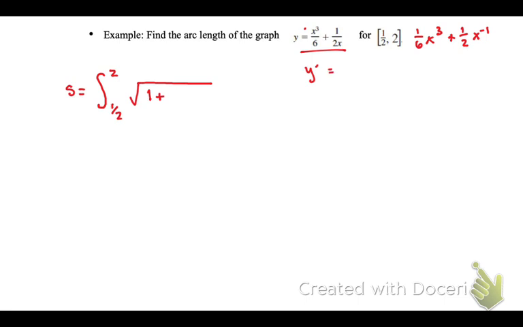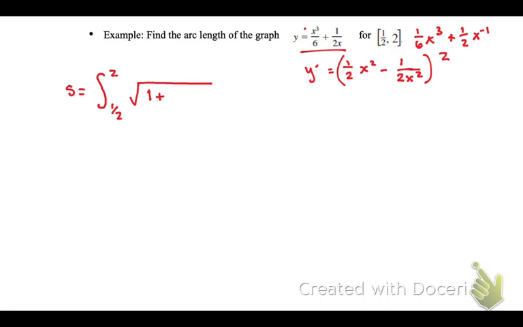So the derivative would be what? 3 over 6, so 1/2 x squared. And then minus 1 over 2x squared. Correct? Okay, now I got to what with it? Square it. Unfortunately, yes.